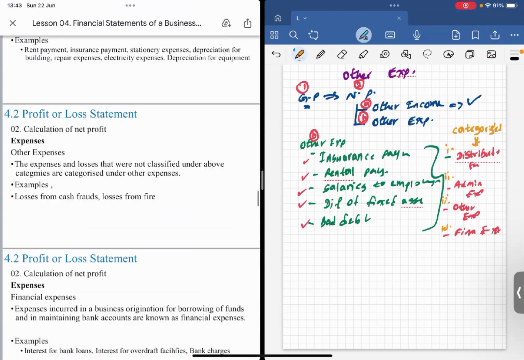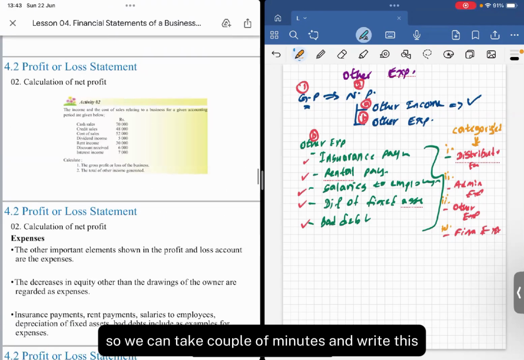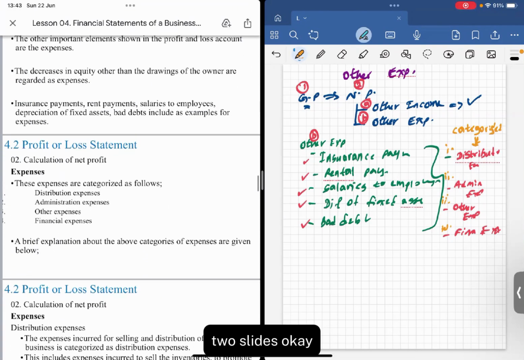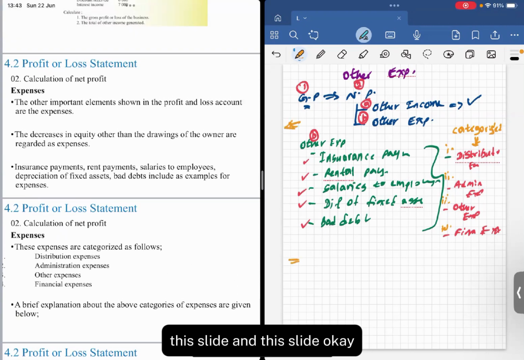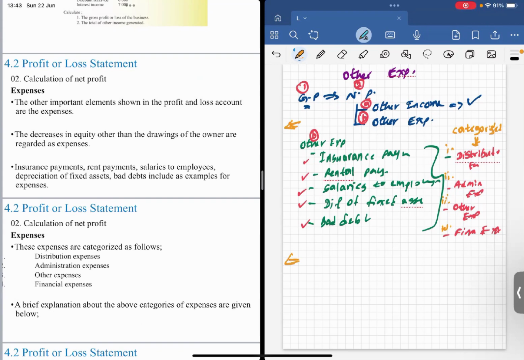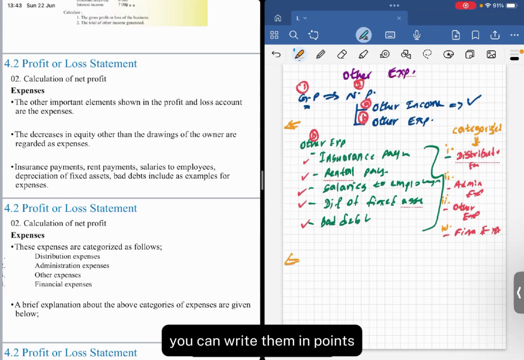Okay, so we can take a couple of minutes and write these 2 slides, this slide and this slide. You can write them in points. Take a couple of minutes and write them.